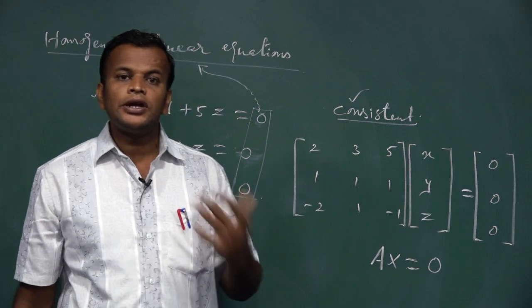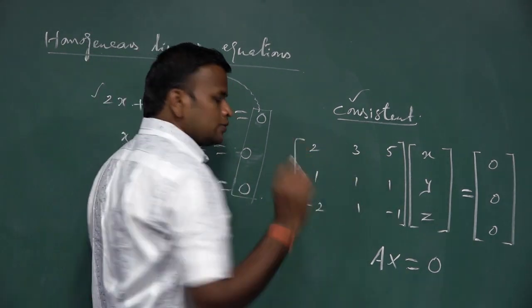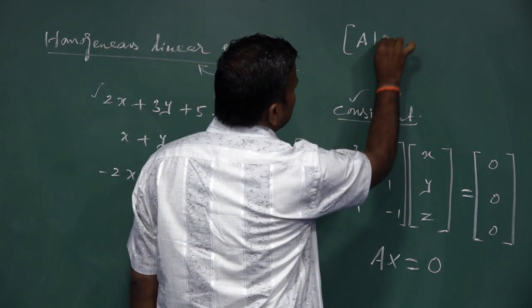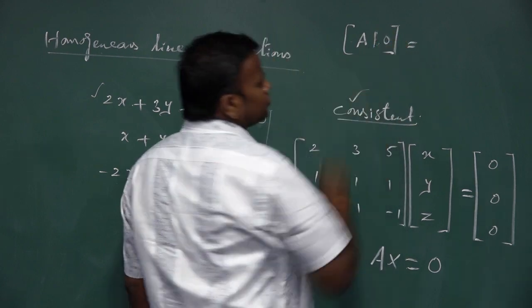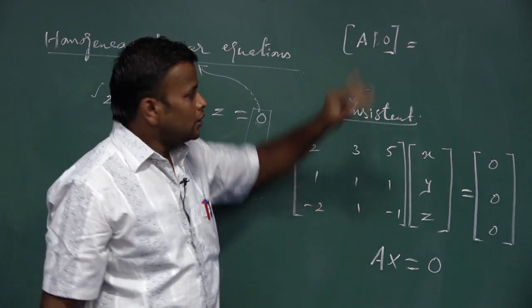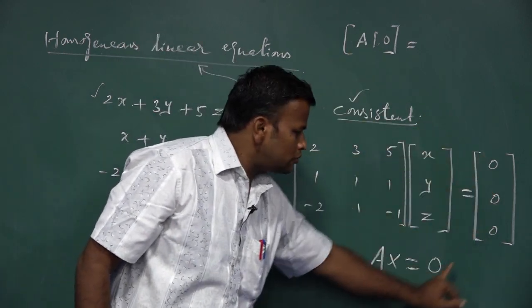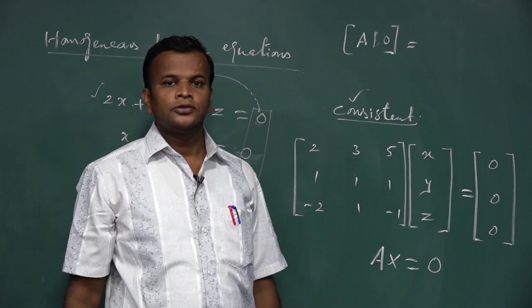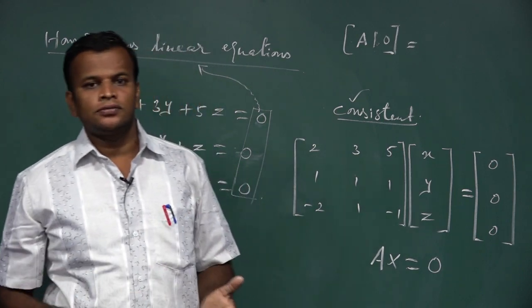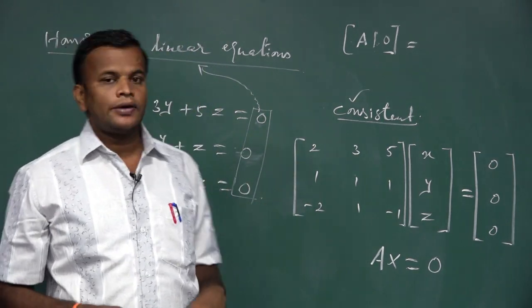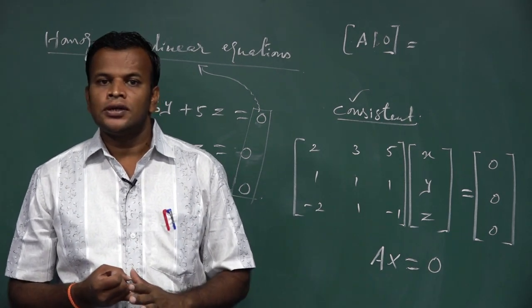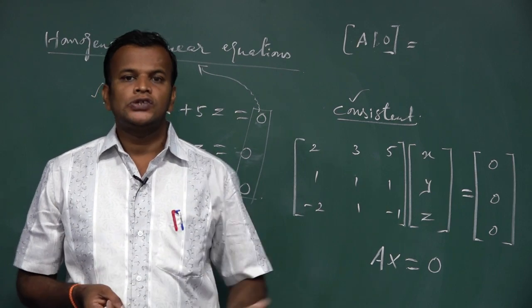Then how do we write the augmented matrix? Actually it is the value of A, and the RHS value is 0. So the augmented matrix is of the form A bar 0. Before it was A bar B, but here all the RHS are 0, so we say it is A bar 0. So this is the augmented matrix. Here also there is a working rule to find the solution. For a homogeneous linear equation, there will be two cases: one is a unique solution and the other is infinitely many solutions.